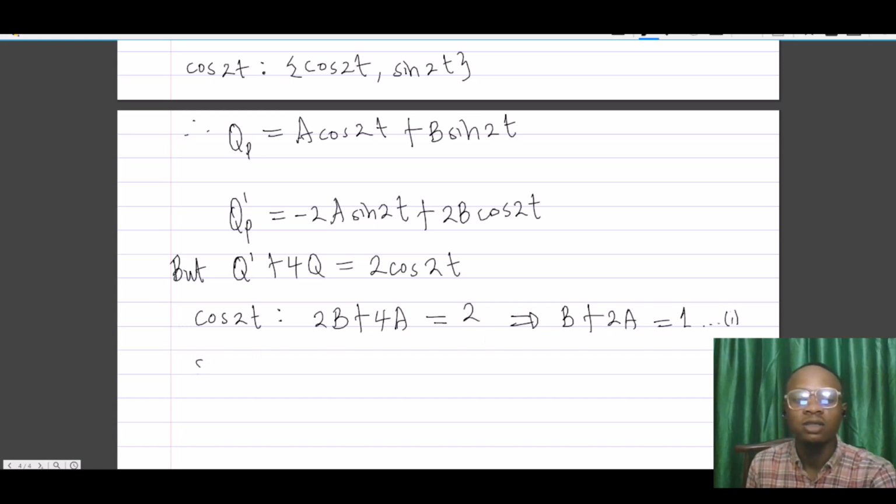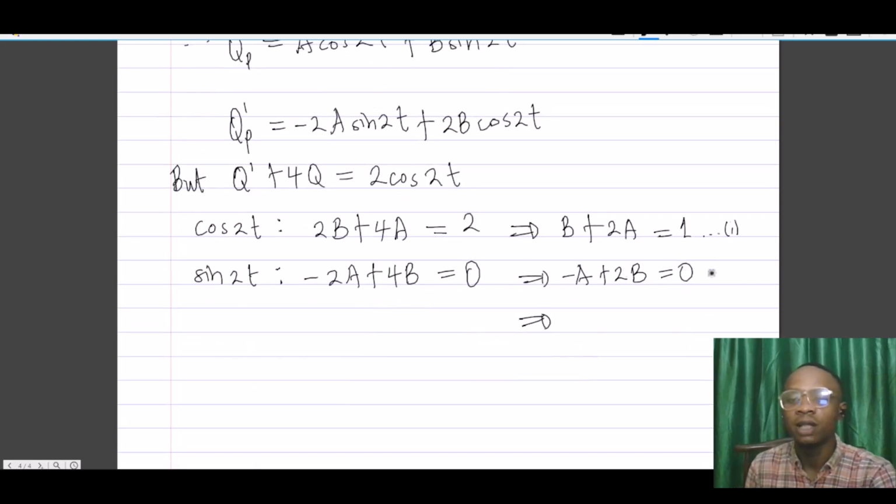So then the next one is to consider sine 2t. For sine 2t, the coefficient in q prime is minus 2a. So take note of that, minus 2a, because times 1 is minus 2a. Then in q, the coefficient of sine 2t is b. So that will be b multiplied by 4, that is plus 4b, is equal to the coefficient of sine 2t here, which is 0 because it's not present. So dividing through by 2, this is going to give us minus a plus 2b equals 0.